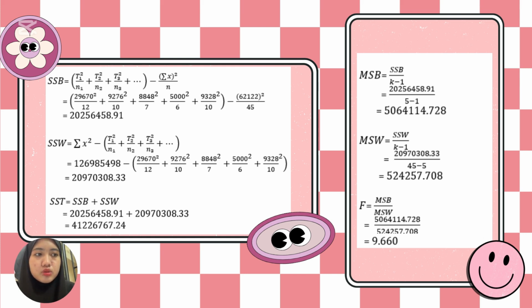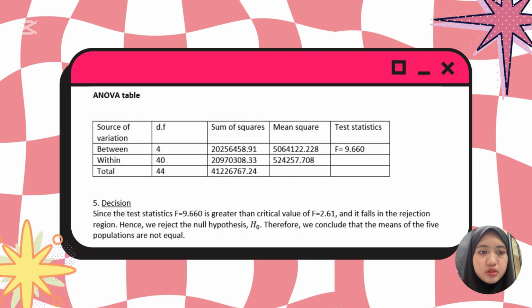Next, MSB is mean square of between, and MSW is mean square of within. For MSB, we will use the formula SSB over K minus 1. We will get 50641114.728. And MSW, we use formula SSW over K minus 1. We get 524257.708. And the last one, we need to find the test statistic F. F is equal to MSB over MSW. We will get 9.66.